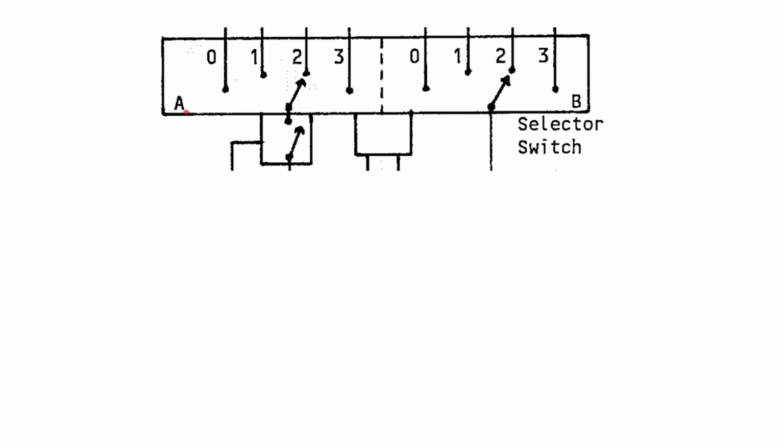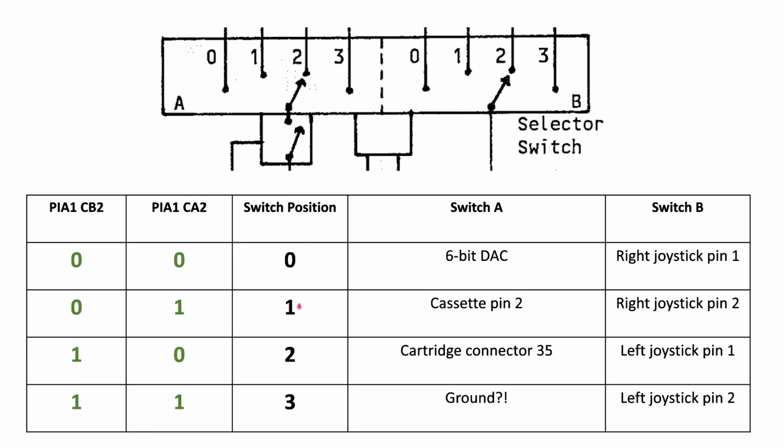In order to send the appropriate signal to this selector switch to get things to be how we want, we're going to use the peripheral interface adapter because it is the Swiss Army knife of doing all kinds of things. These are our 4 switch positions, and we're showing over here what those switch positions will do. We're interested here in the 6-bit DAC, so we're interested in switch position 0. The way we control this is with the PIA 1, the peripheral interface adapter number 1. There are two signals that come out of it, a CB2 and a CA2.